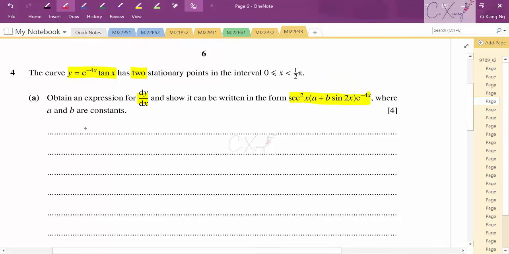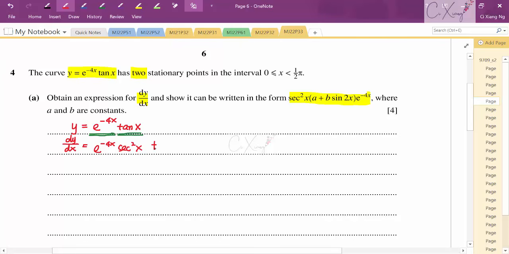Okay, so let us start with our equation. y equals e power negative 4x tangent x. First of all, you can treat this as a first function, and this is another function. So you can see that it is actually the product of 2 functions. To get the dy dx for the product of 2 functions, we have to apply the product rule. Basically, it's like this: you copy the first bracket, you differentiate the second. So differentiate tangent x, you get secant square x.